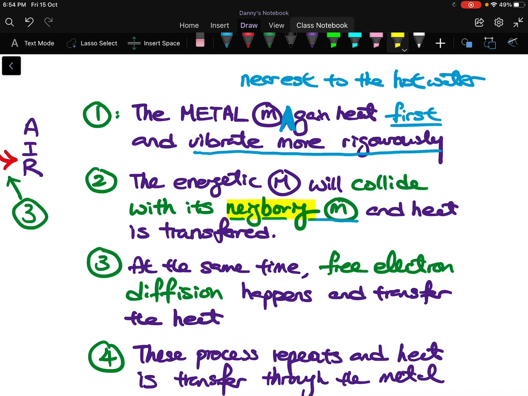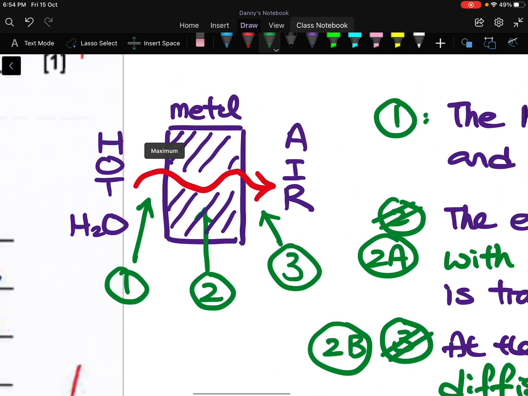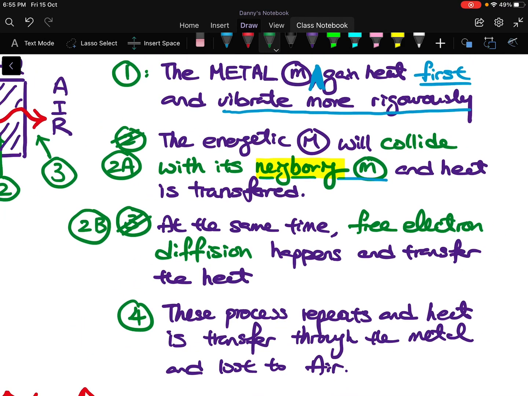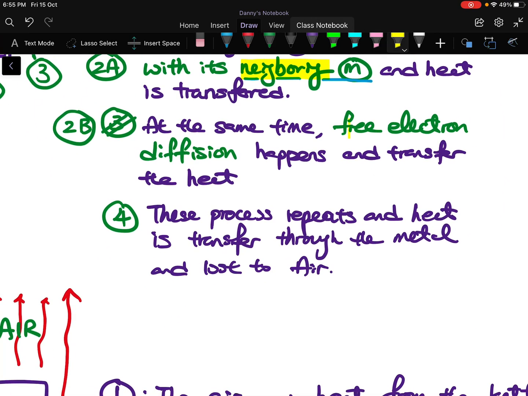Because it highlights the main mechanism of conduction, which is to pass on the energy by knocking into the neighbors, right? And for number 3, actually I won't call this number 3, I would rather call this 2B, and this I would call 2A. Because for metal, conduction actually happens simultaneously in 2 processes. One is the conventional way whereby you pass the energy to your neighbor. The second way, which is special for metal, is that because metal has free electrons, the process of free electron diffusion will also happen. In this case, you don't have enough answer lines to really elaborate on what free electron diffusion is, but you can mention the process.